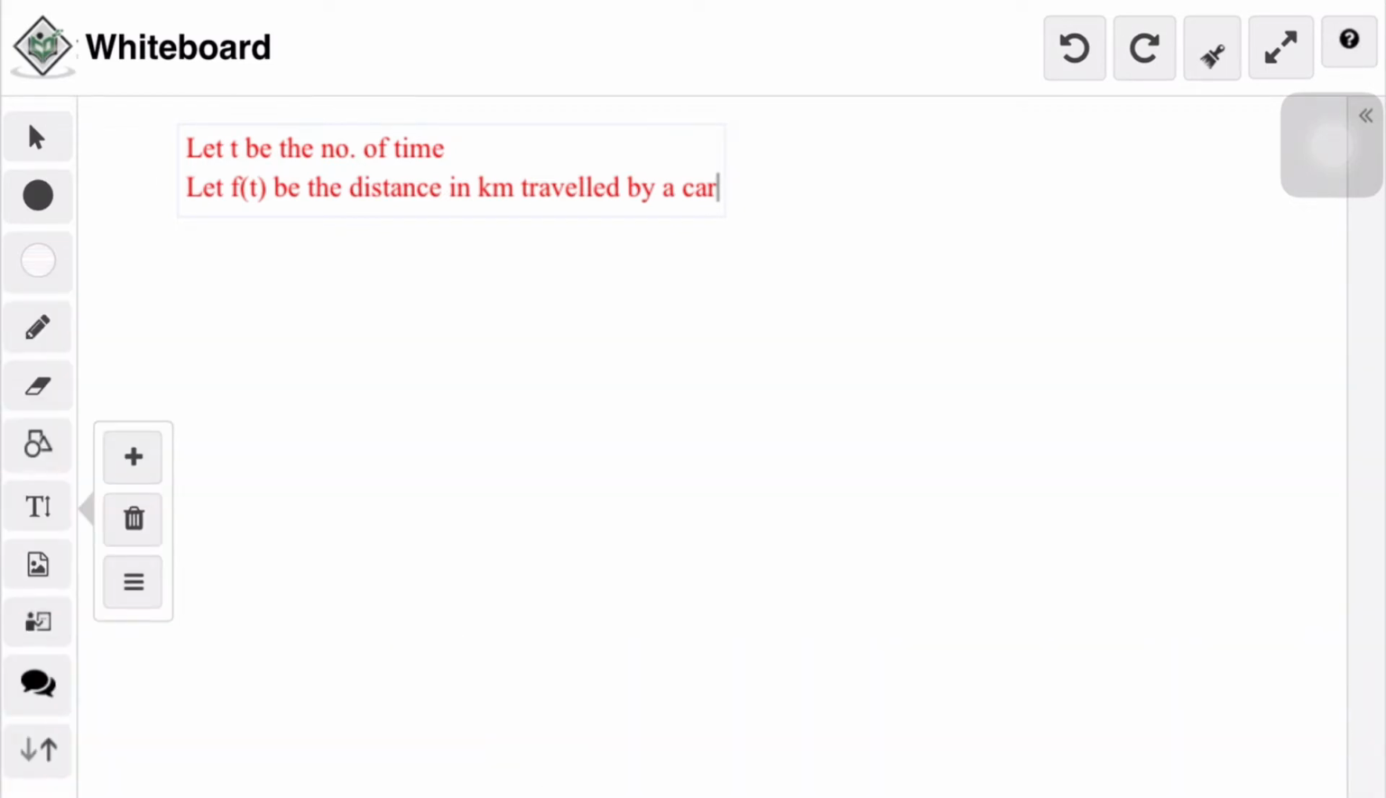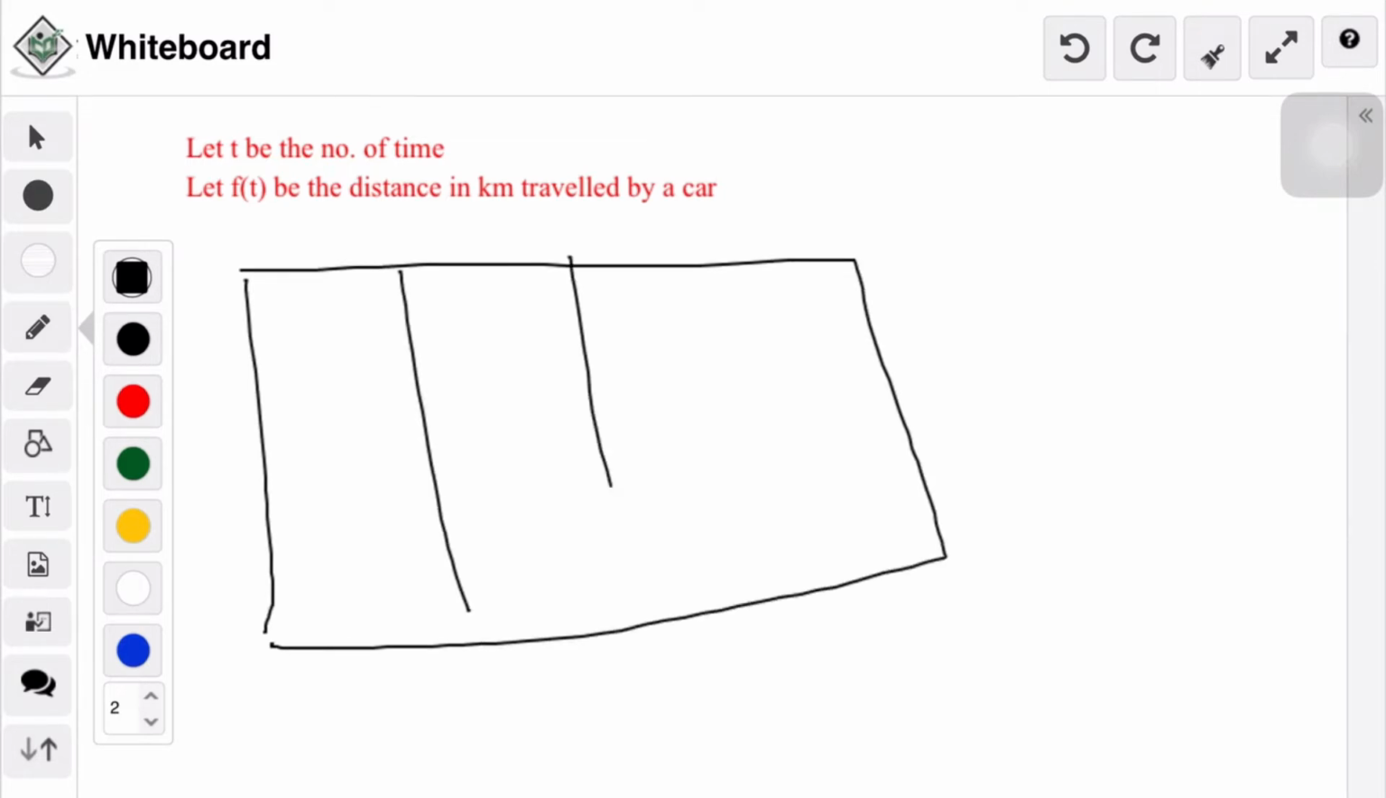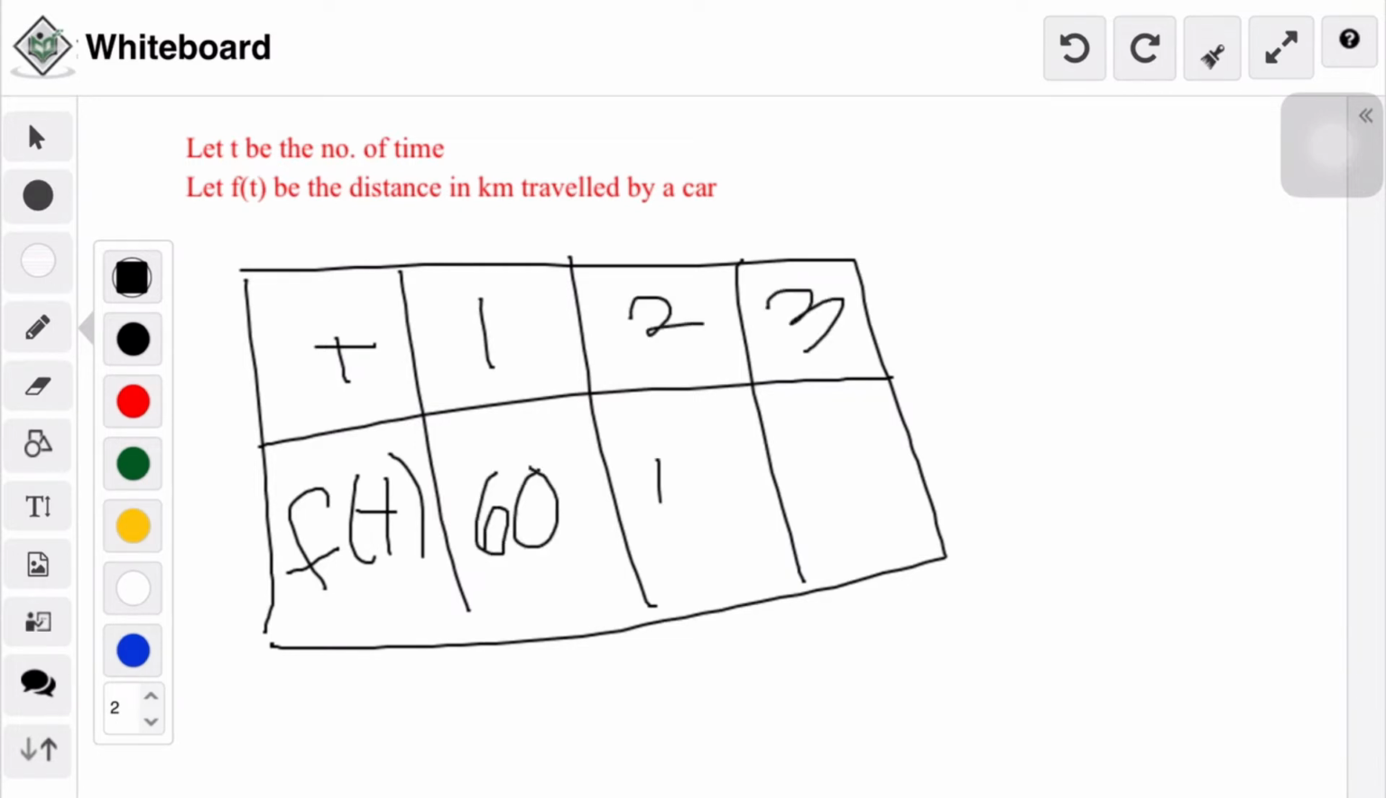Then after that, we will draw a table in order for us to understand further. So, here is a table. The first column is time, then the second one is f of t, or function of time. We will put 1, 2, and 3, and for the distance, 60, 120, and 180. Since we have the table already, we can proceed to the final answer.